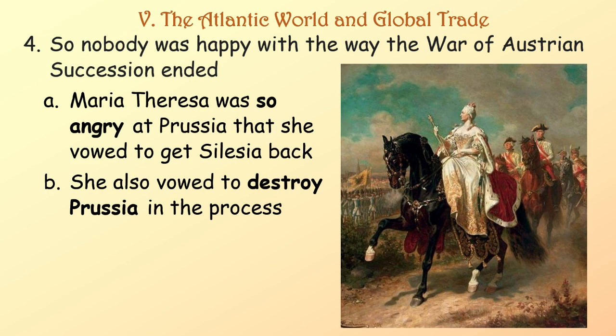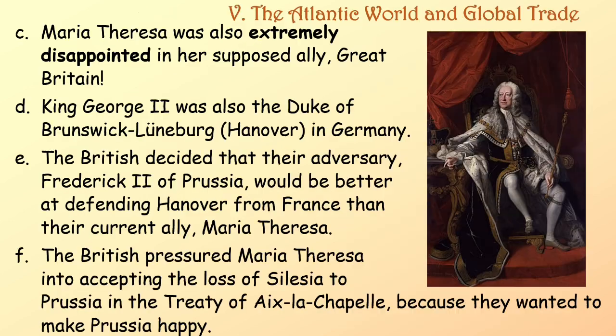And Maria Theresa was so angry at Prussia that she vowed to get Silesia back from Prussia, and she also vowed to destroy Prussia in the process. Maria Theresa was also extremely disappointed in her supposed ally, Great Britain. King George II was also the Duke of Brunswick-Lüneburg, which had the city of Hanover in it in Germany. That was his family's ancestral home, actually. And the British decided that their adversary, Frederick II of Prussia, would be better at defending Hanover from France on their behalf than their current ally, Maria Theresa. So the British pressured Maria Theresa into accepting the loss of Silesia to Prussia in the Treaty of Aix-la-Chapelle because they wanted to make Prussia happy.